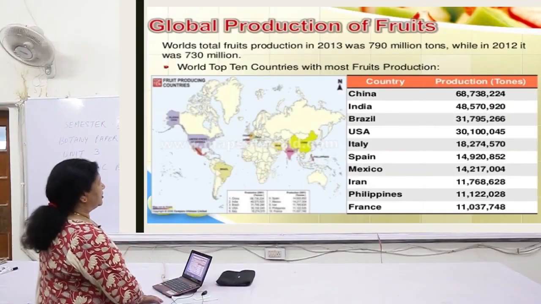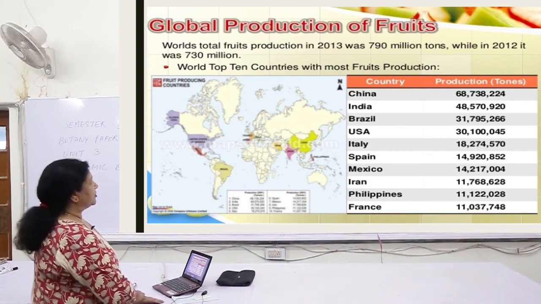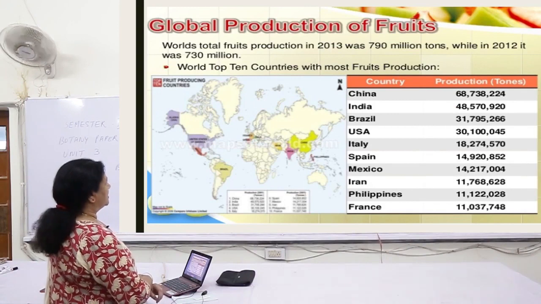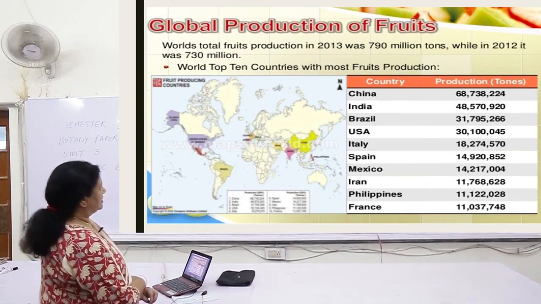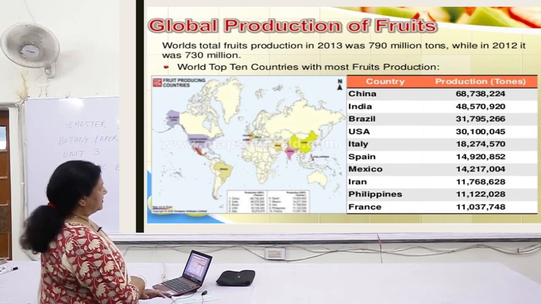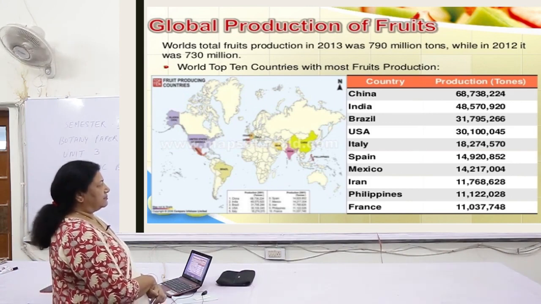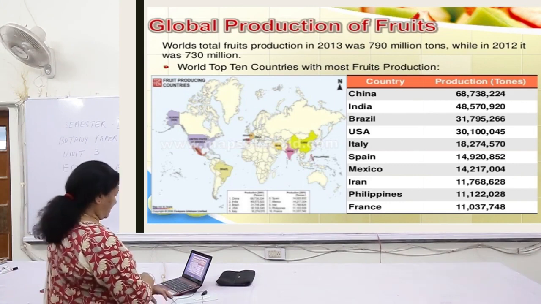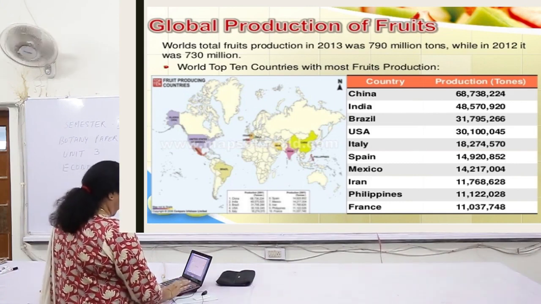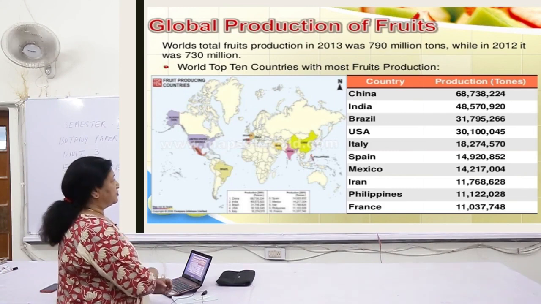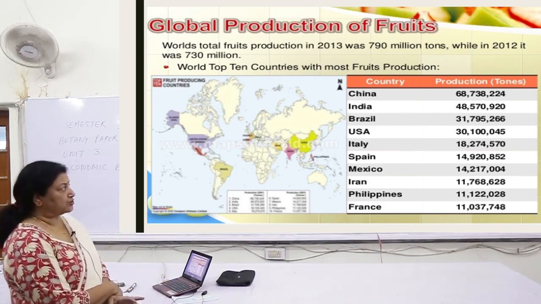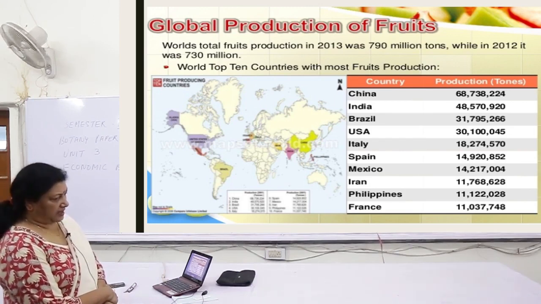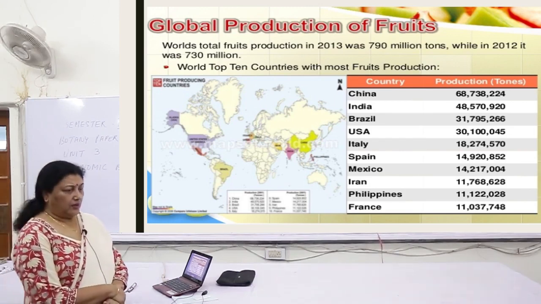Now coming to the global production of fruits, world's total production 790 million tons, till now it is 730 million tons. The last report that we get, India comes in second number, first China comes in the production of fruits, followed by India and then Brazil. So this is a comprehensive account of the fruits, why we should eat fruits and some of the important fruits which are usually found in our country and consumed throughout.